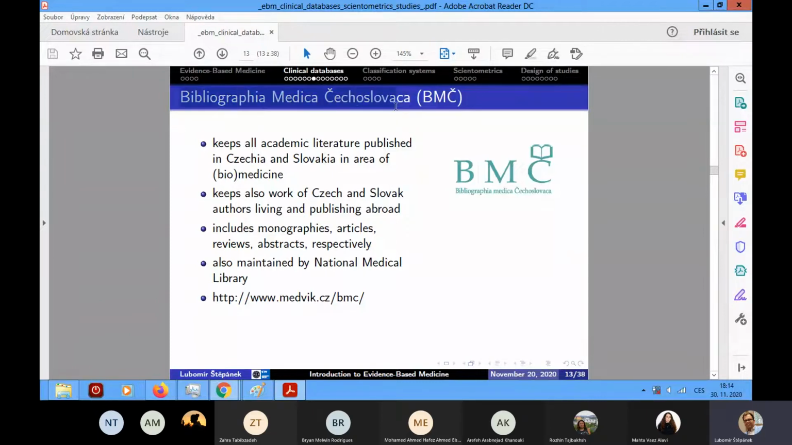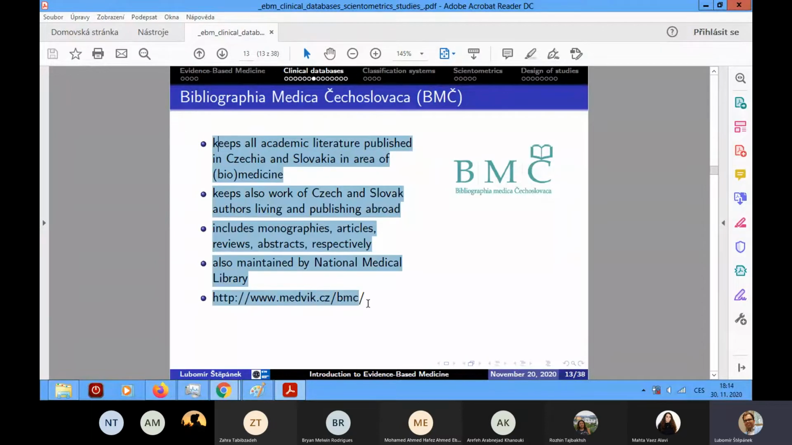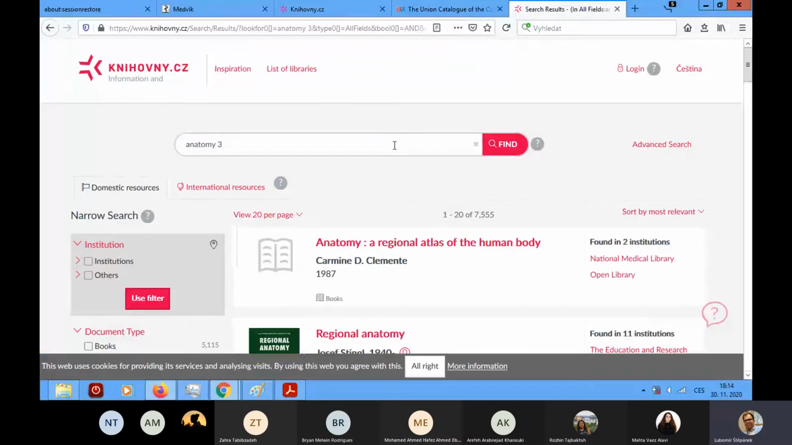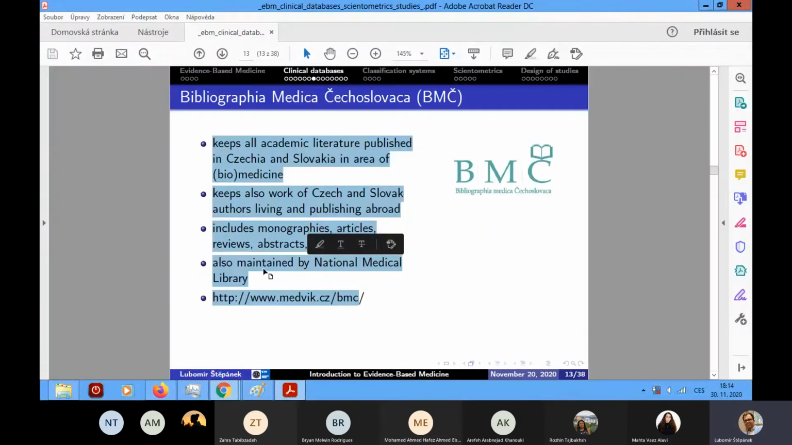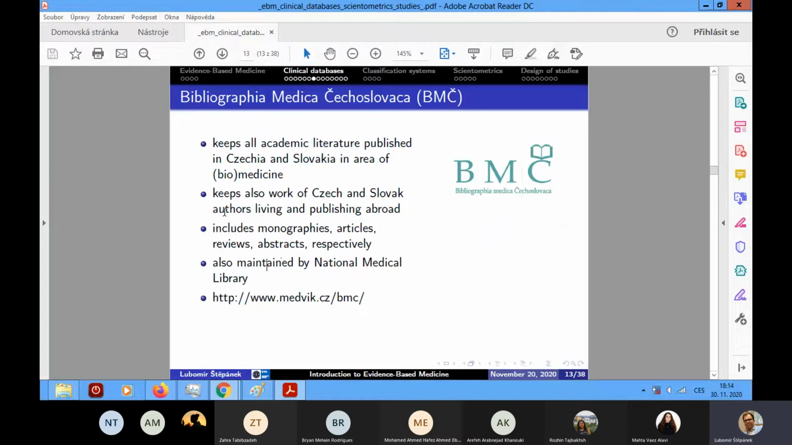So if, for some reason, you are interested in this kind of source, if for some reason or another you are interested in some Czech-written works in biomedicine, then this is something like PubMed. PubMed for the world is the same as Bibliographia Medica Czechoslovaca for the Czech Republic. But I think that all the Czech doctors who are, for example, associated with some academia use PubMed, of course, not this Bibliographia Medica Czechoslovaca.